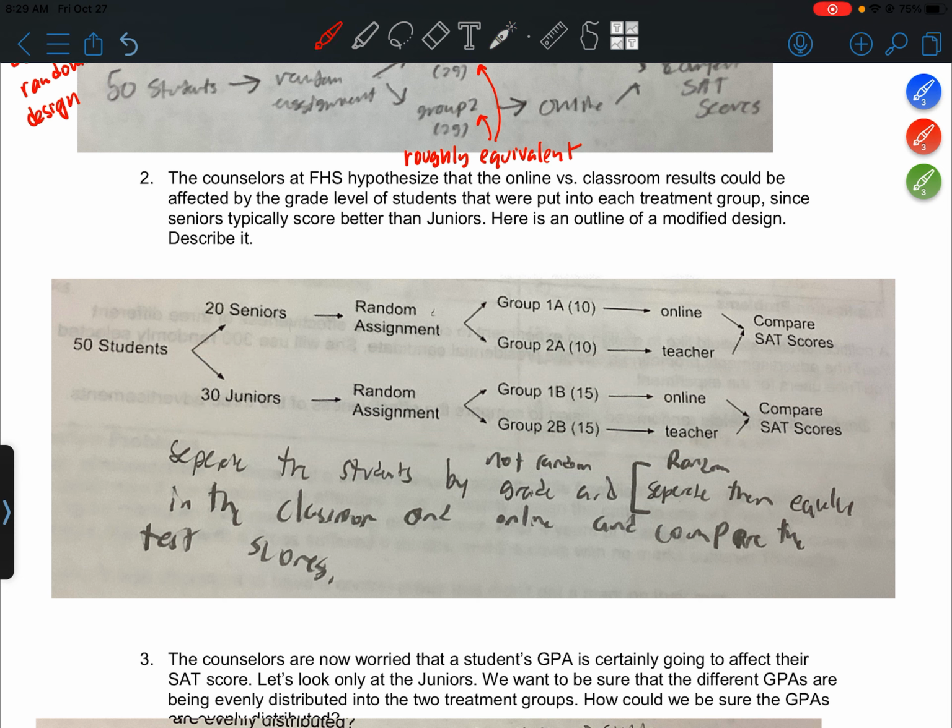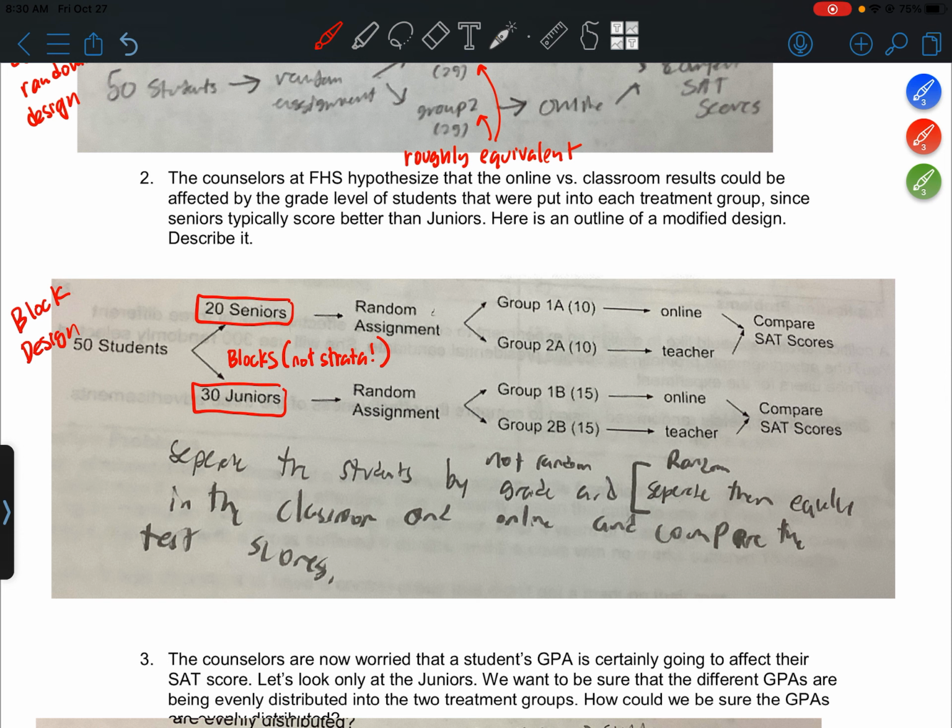This is called a block design. And right at the beginning, when we separate the students by their grade level, these subgroups are called blocks. Now, don't get confused with strata. Strata is a term that we use for groups of a population when we're sampling. Blocks is a term that we use for subgroups of experimental units. So these are not strata. We call them blocks.